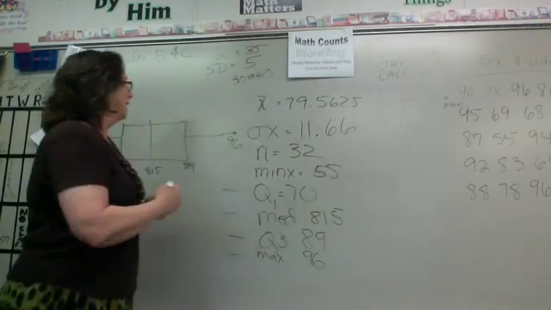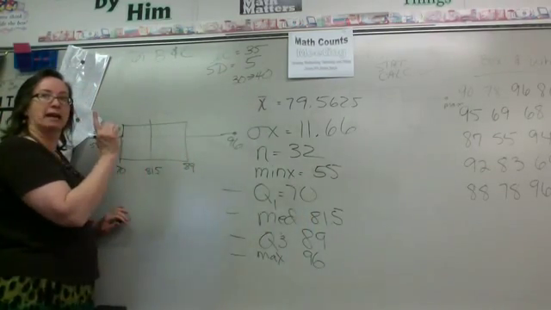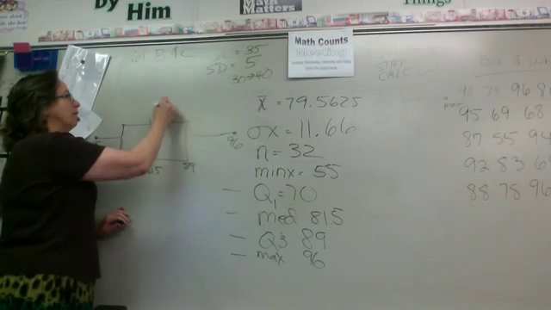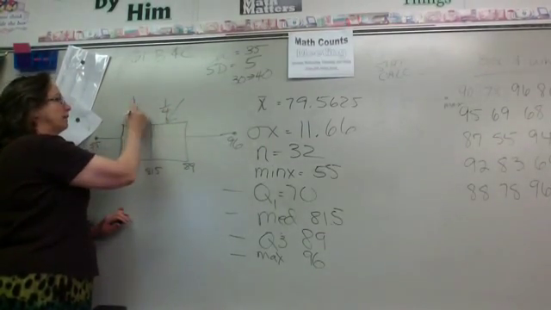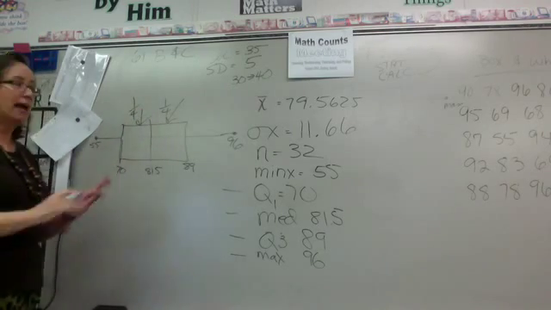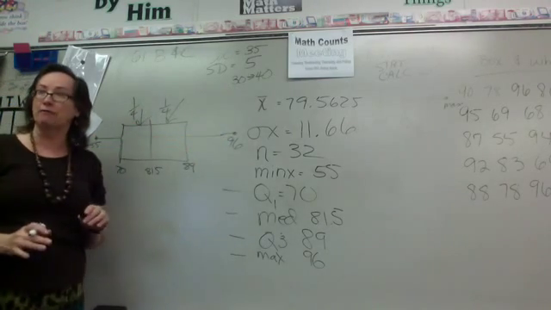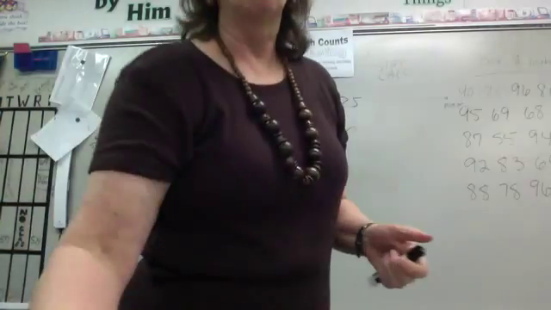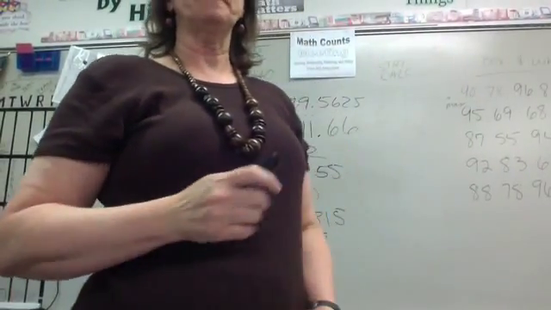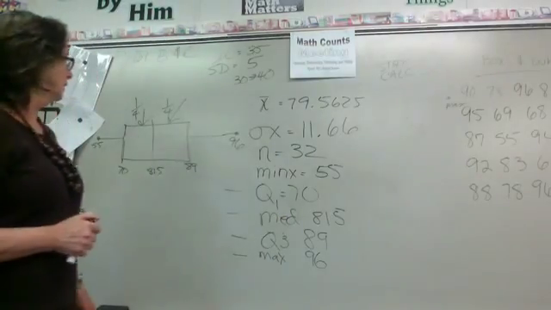Can you understand when I say 1/4 of your data lies in here? Yes. And 1/4 of your data lies in here? Yes. And half lies to the right and half lies to the left? Yes. Okay, all right. So now, how did you get 70 and 89?